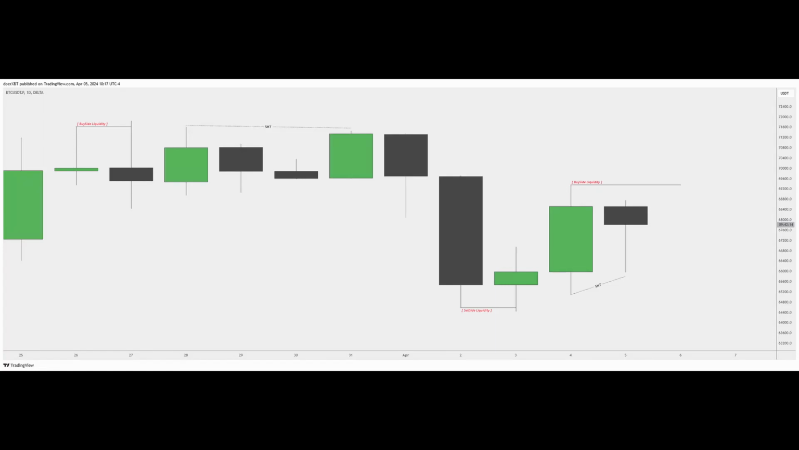Hello everyone. Today we will talk about today's trade on BTC. First, let's look at the chart of the day.